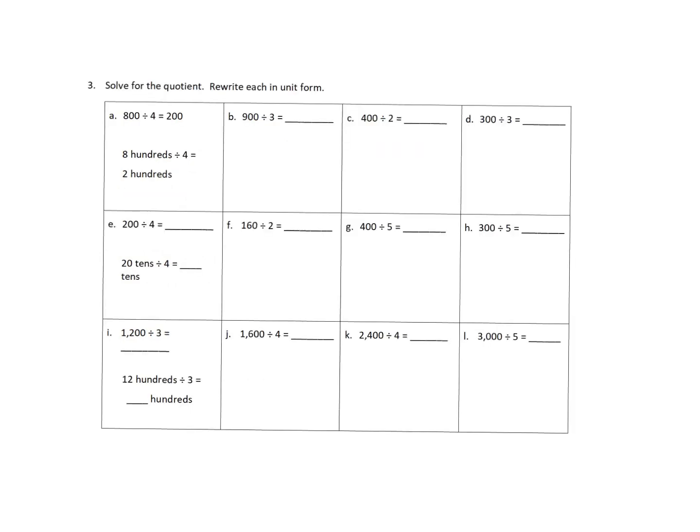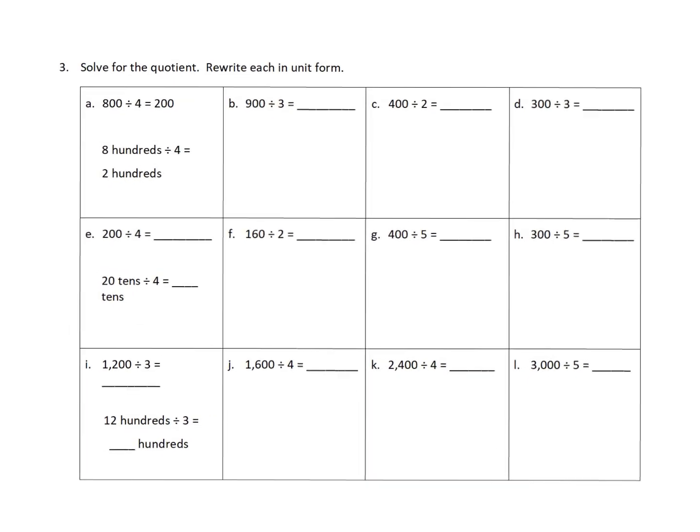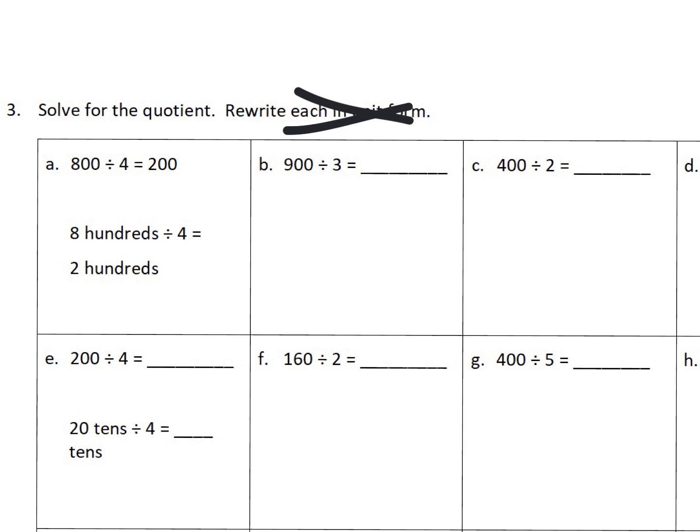And then on the back of your worksheet, you're going to see something like this. It says solve for each quotient and rewrite each in unit form. We're just going to solve for the quotient. So I'm going to cross off rewrite each in unit form. All I'm really going to ask you to focus on here, and it looks like A, they did that for us. They did 800 divided by 4. They really just did 8 divided by 4 is 2, and then they put on the 2 zeros at the end and got 200.